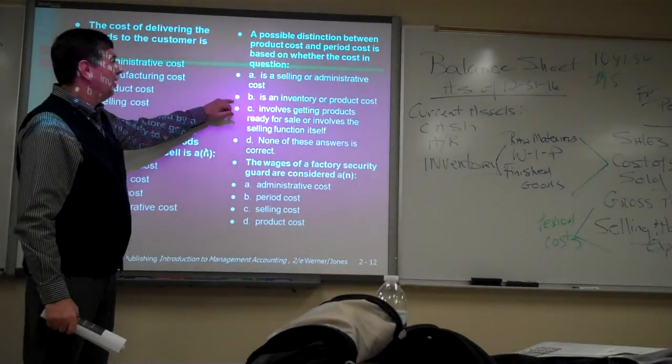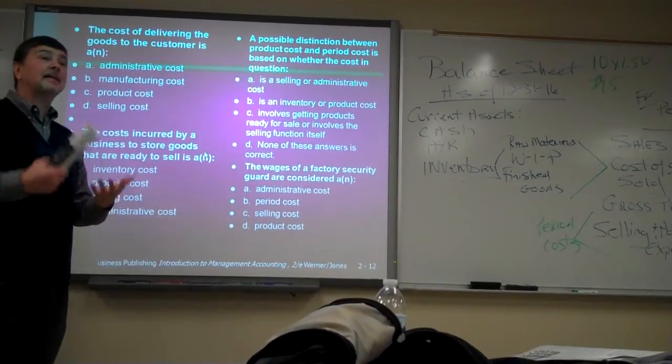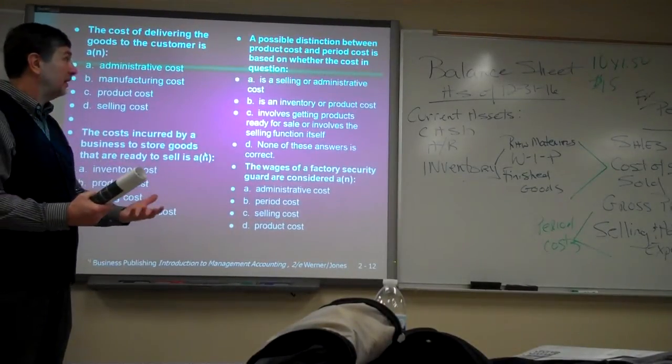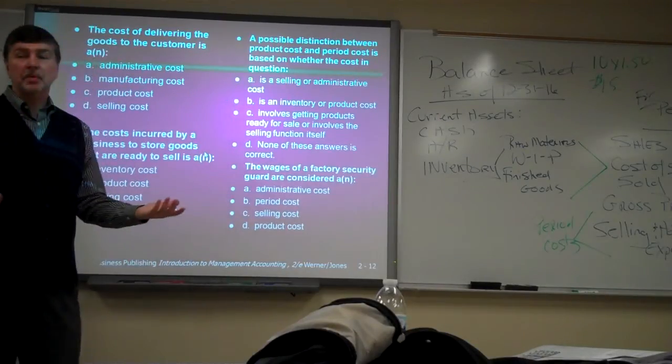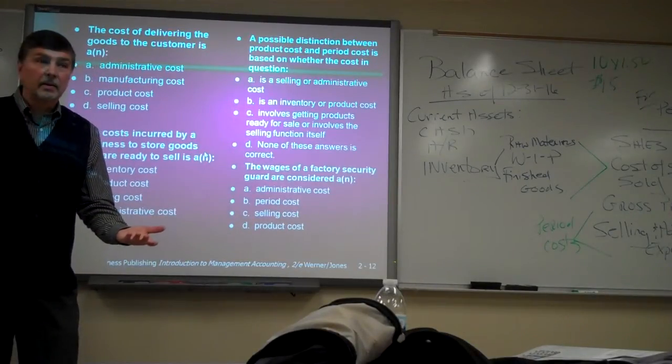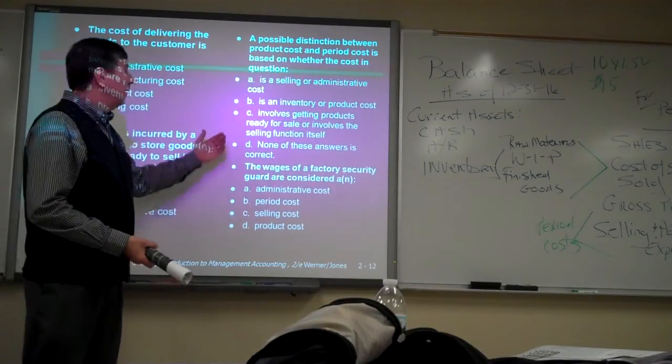Now, is an inventory or product cost? Those are the same, right? Yes. Everybody got that now? Inventory and product, that's the same. Is a selling or administrative cost? Those are both what? Period. Those are both period costs. Everybody got that? Beautiful. Those are both period costs.